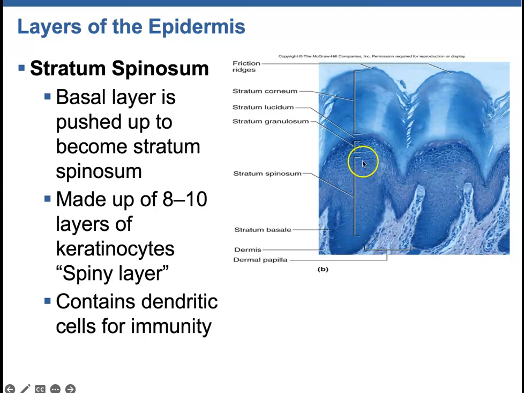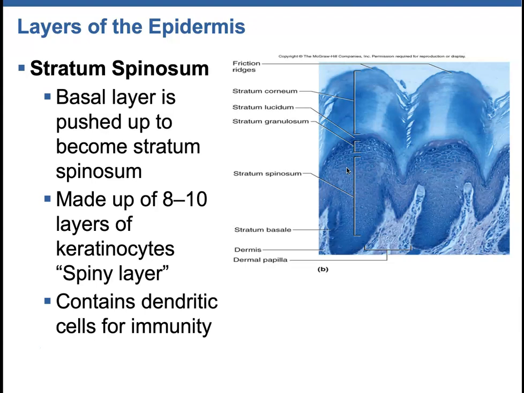And what are these? All these cells right here are primarily the keratinocytes that produce the keratin, and they also contain those dendritic cells that are going to help provide some of the immunity. So if something does try to get in, these macrophages, these dendritic cells, will catch some of these microbes and then let the rest of the immune system know that, hey, we've caught this stuff.